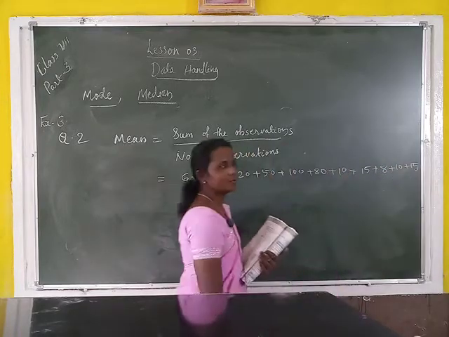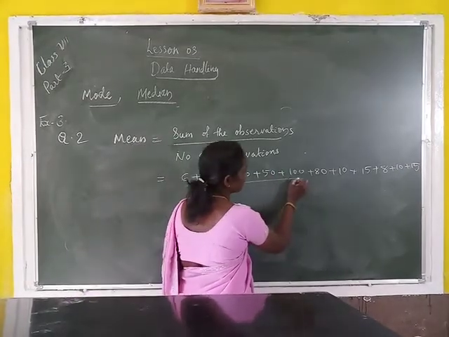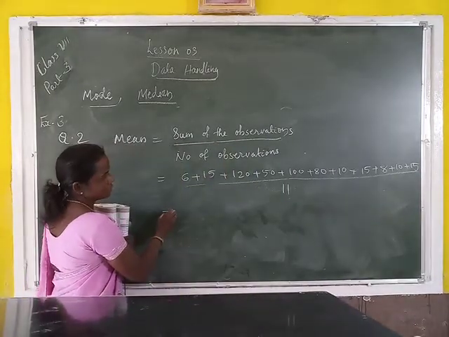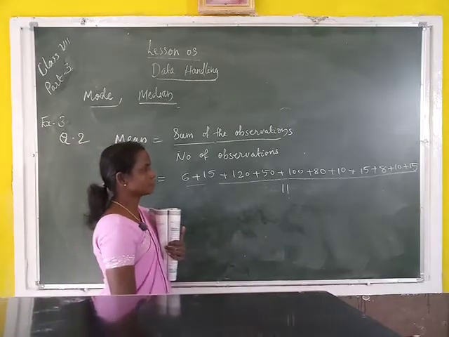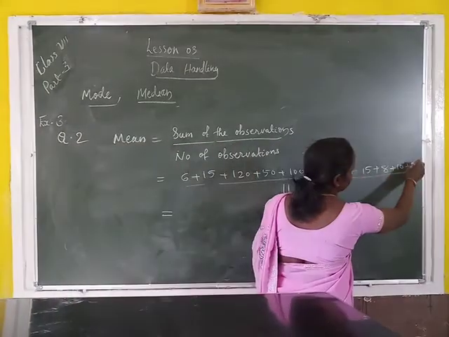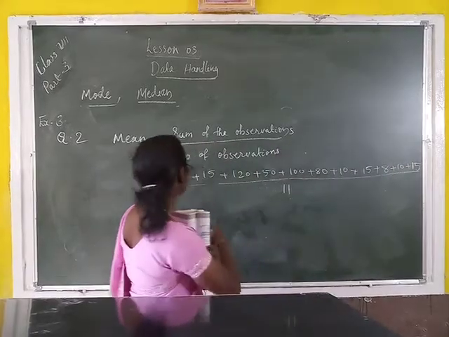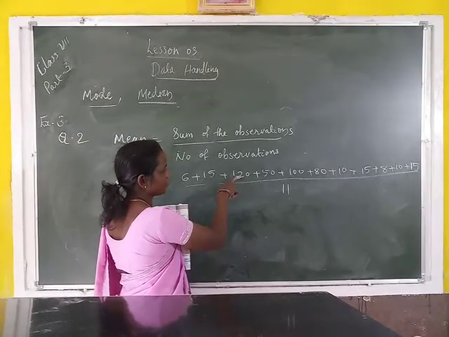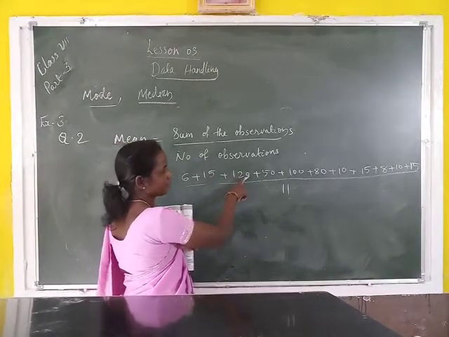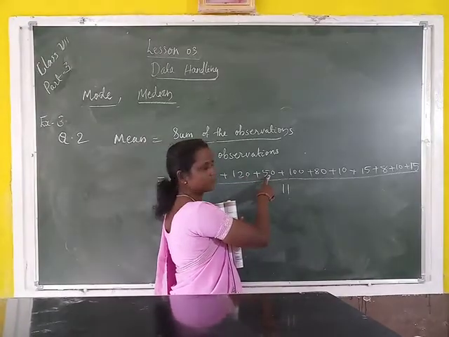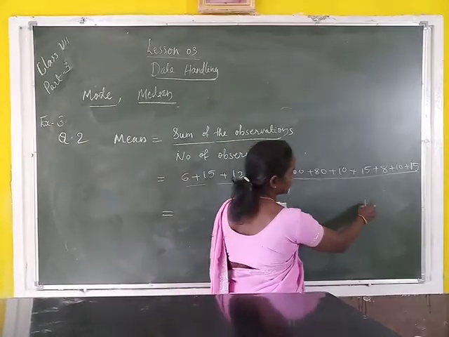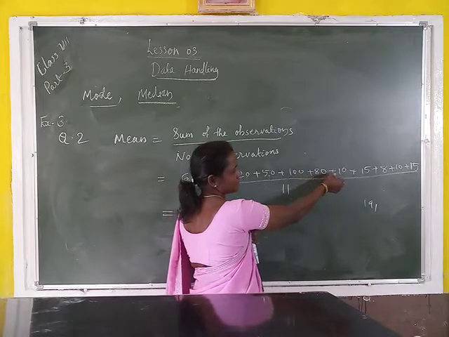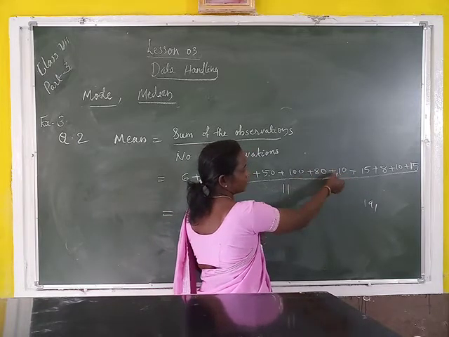6 plus 50 plus 120 plus 50 plus 10 plus 50 plus 80 plus 10 plus 50 plus 10 plus 50, divided by 11. Then add the numbers. 6 plus 50 plus 120, that is 141. 141 plus 50, 191. Then next, 100 plus 80 plus 10, 190.